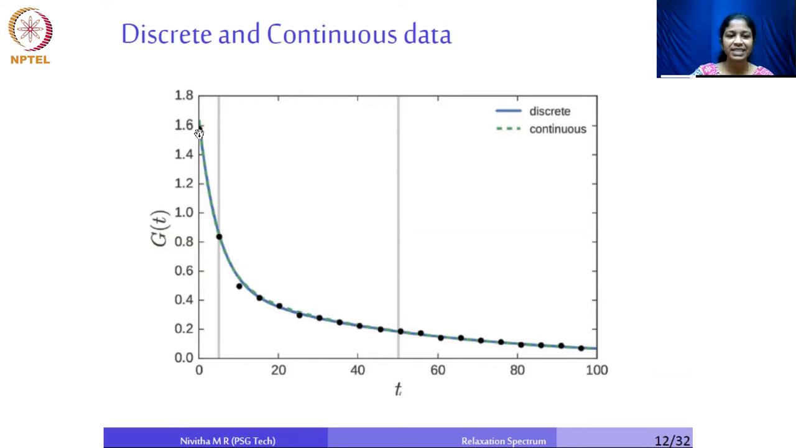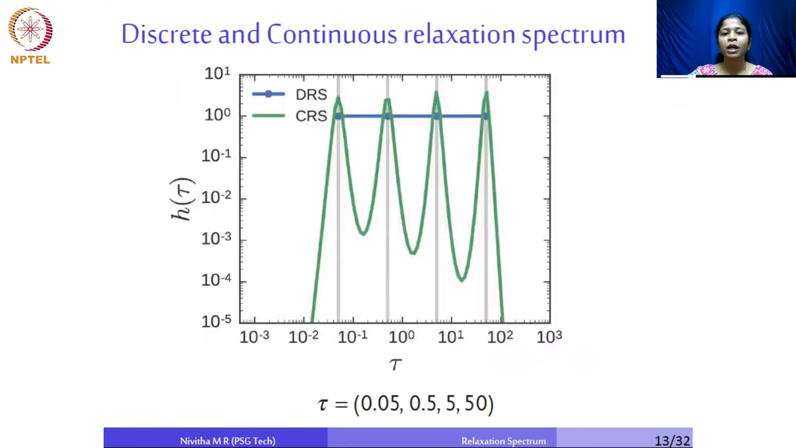So now let's say these black points are my discrete values, which I have collected experimentally. Now we just join these points and we get continuous data. So whenever we have this G of T versus T plot, you should remember that this is only discrete data and we have just fitted these discrete points to get the continuous data, right? So this is regarding the G of T. Now we will move on to the relaxation spectrum that we are interested in.